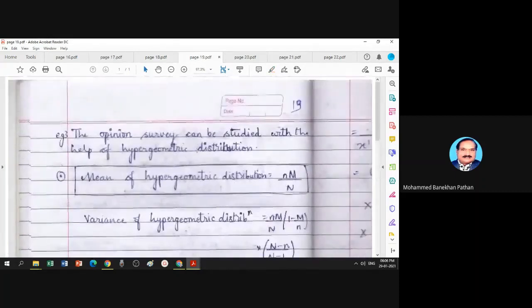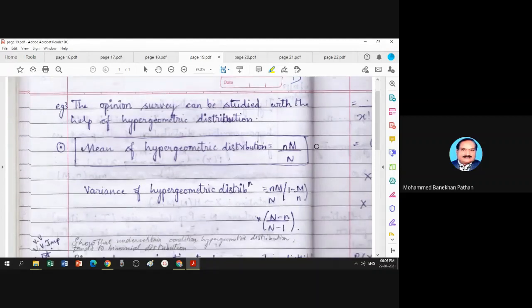We have now the third example. The opinion survey can be studied with the help of hypergeometric distribution. Any type of survey where we see the opinion of the people, that is also studied by hypergeometric distribution.